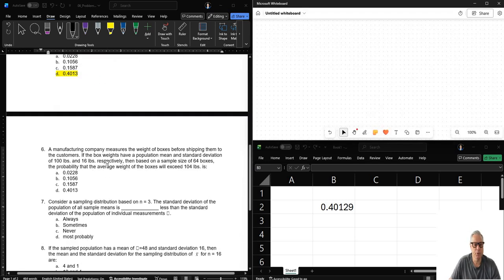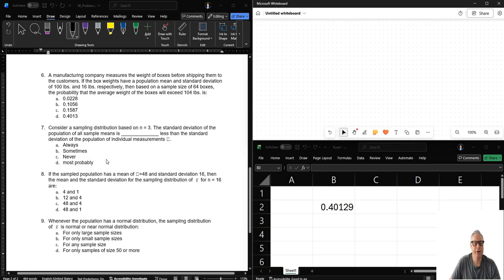So now let's move to the next one. A manufacturing company measures the weight of boxes before shipping them to the customers. If the box weights have a population mean and standard deviation, okay, so we are still having the same. We know the population mean is 100, and we know that the population standard deviation sigma is 16. Then based on a sample, so now we take a sample of 64.